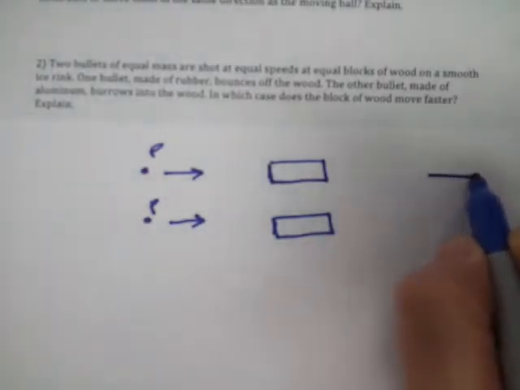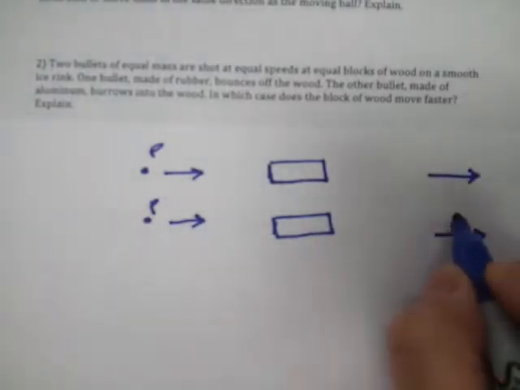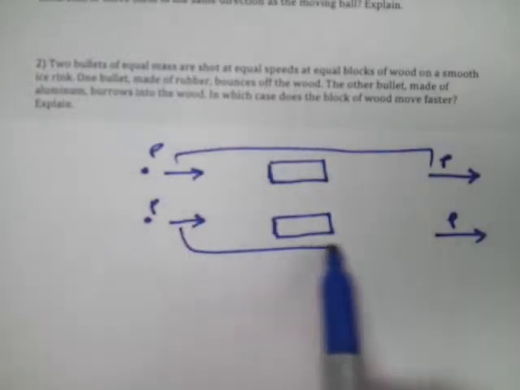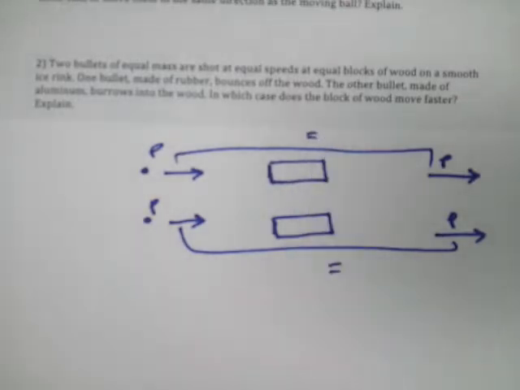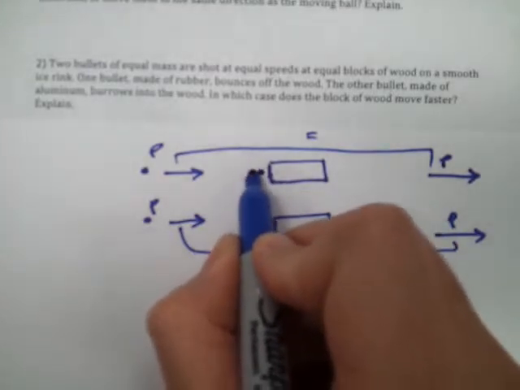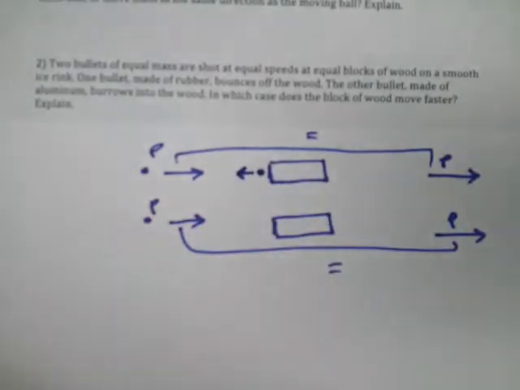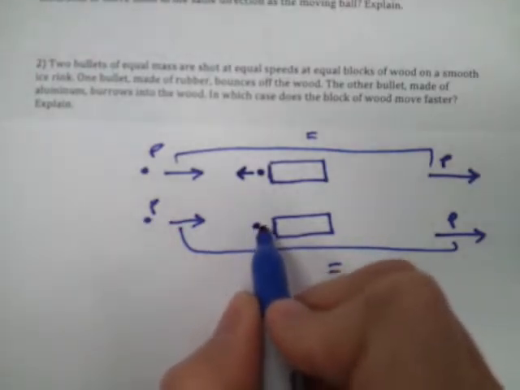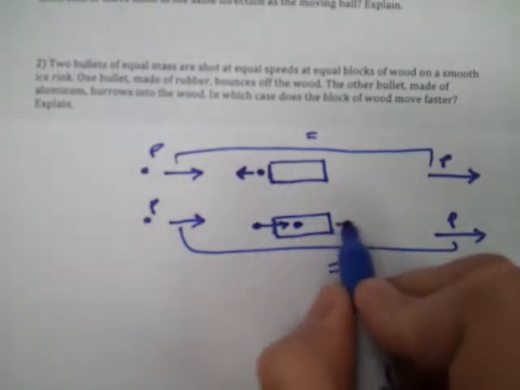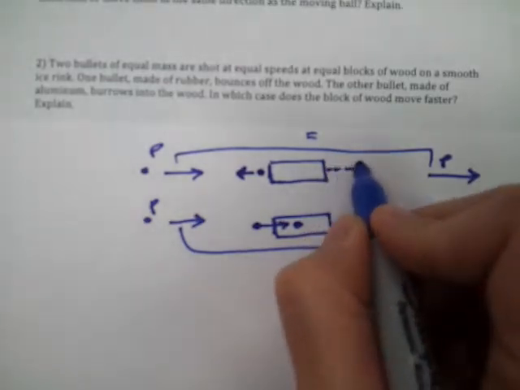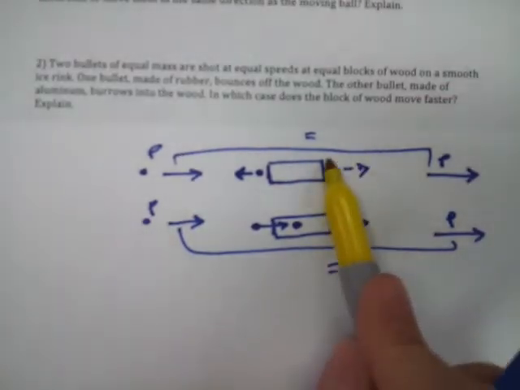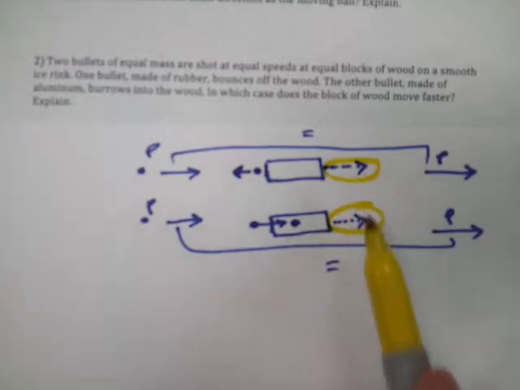So the momentum after should be in that same direction. This value and that value are equal. Now, in one situation, I think it's the first one, the bullet hits it and then bounces back. In the second situation, the bullet hits it and basically lodges in there. And then it's going to go off at a particular velocity, and this is going to go off at a particular velocity. And we're trying to figure out which one's going to move faster, this one or this one.